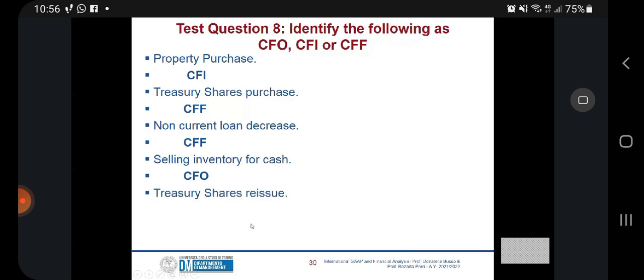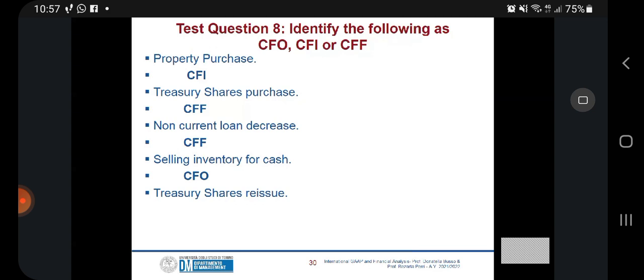Okay, treasury shares reissue. Remember Facebook? They went in the market, they repurchased their shares. A couple of months later, they see that the share price is very high. They want to lower it a bit because now it's overvalued. And they go back in the market and they reissue their treasury shares. Simple.